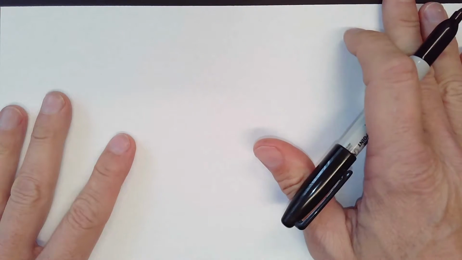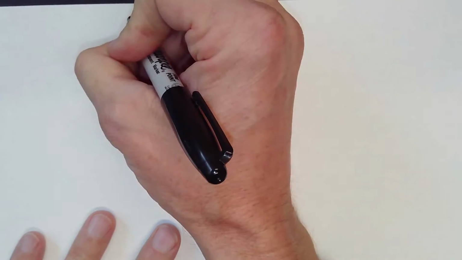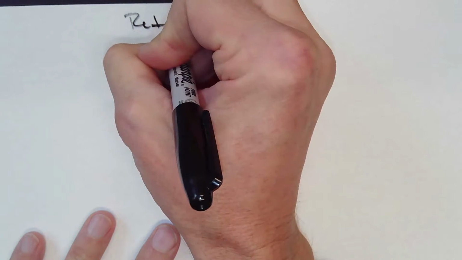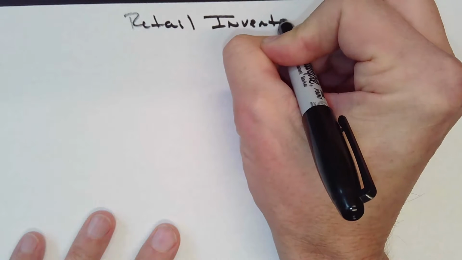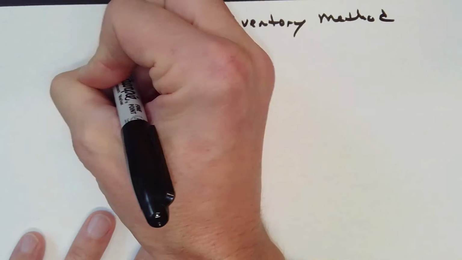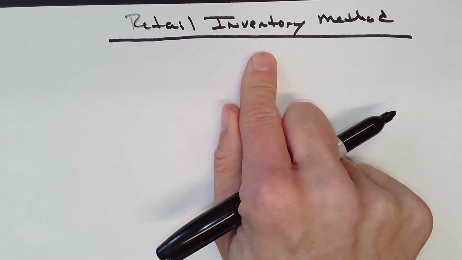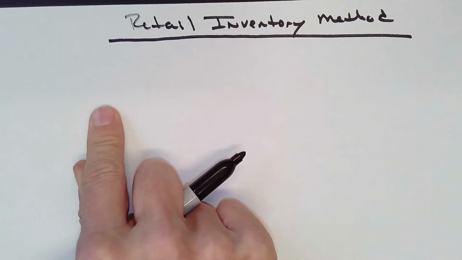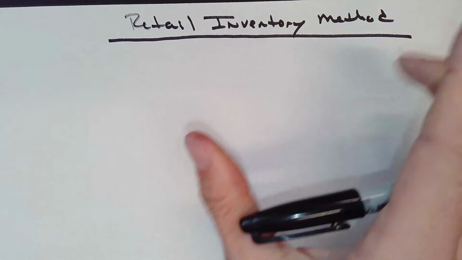So this is just to come up with your initial value for ending inventory. So this is the retail inventory method. And then from here, we'll chat about lower of cost or market, otherwise known as replacement cost.